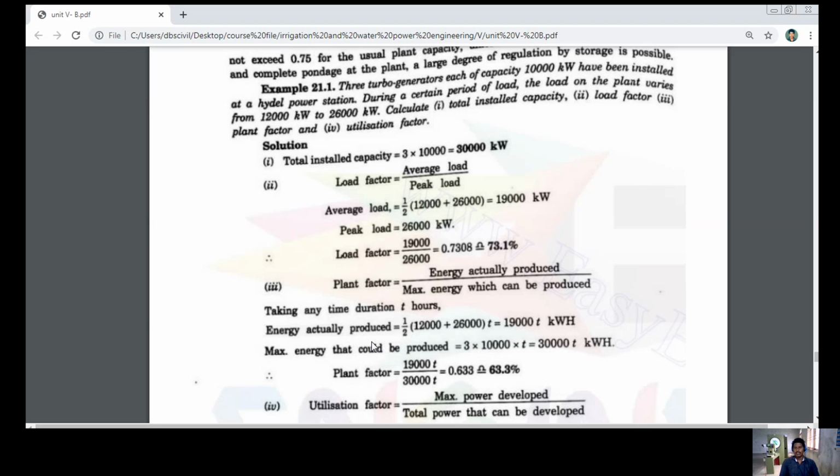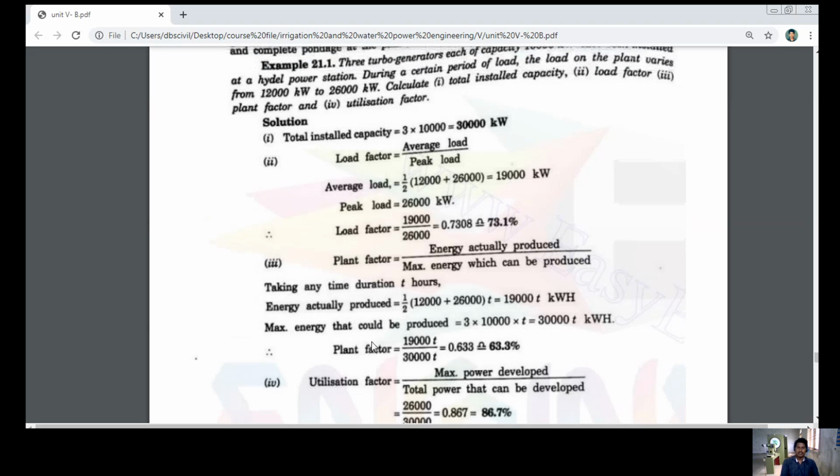Next, they are asking us to calculate the plant factor. That's energy actually produced divided by the maximum energy which can be produced. Energy actually produced is half into 12,000 plus 26,000 into T, where T is time. The maximum energy that can be produced is 30,000 into T. We get approximately 63.3 percent for plant factor.